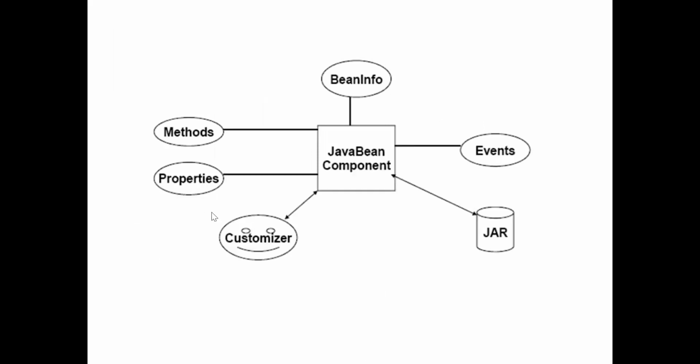So this is the diagram. You can see that there is a Java Bean component. This Java Bean component contains all the methods, properties, customizer, jar files, event handlers, and bean info. So this is the diagram of the component containing the Java beans.